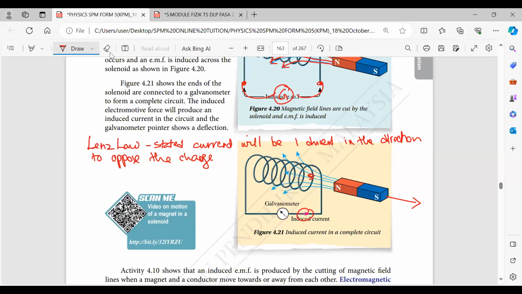This will be induced now to a south pole because I'm trying to separate the magnet from the solenoid. But the solenoid will try to attract the magnet. So when this happens, this becomes south, this becomes north. So now I use my right hand grip again. My thumb should be pointing to the north. Then my other four fingers show the current in the opposite direction. Meaning, now up.